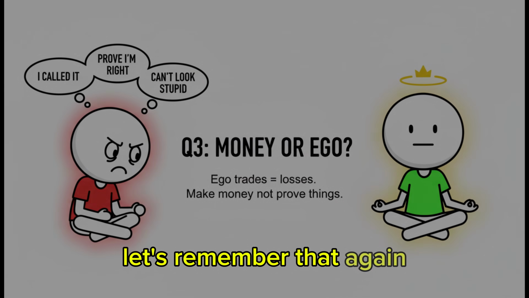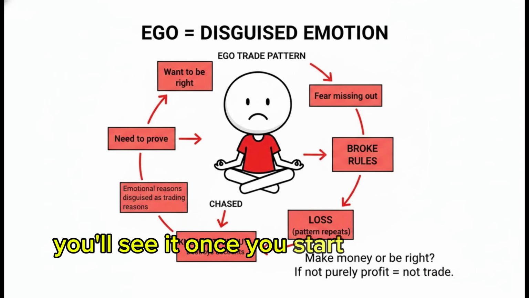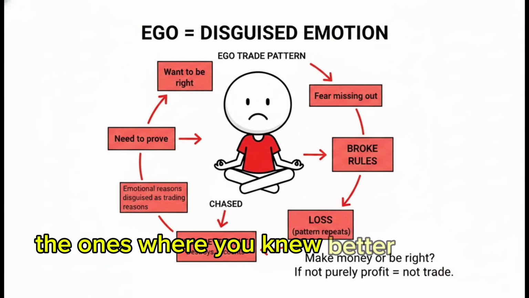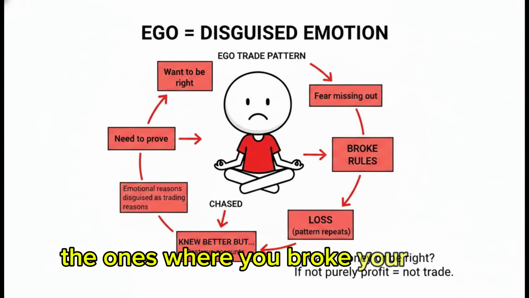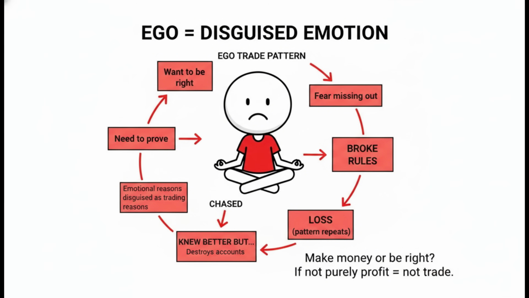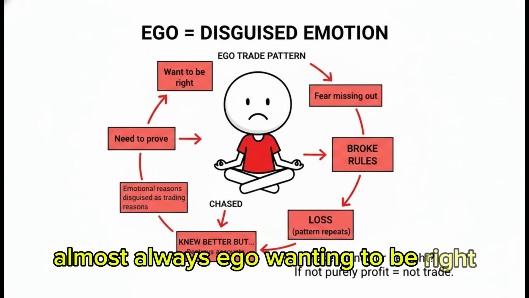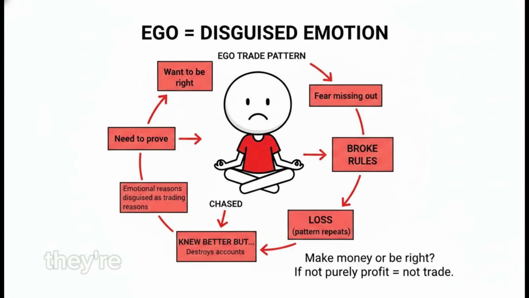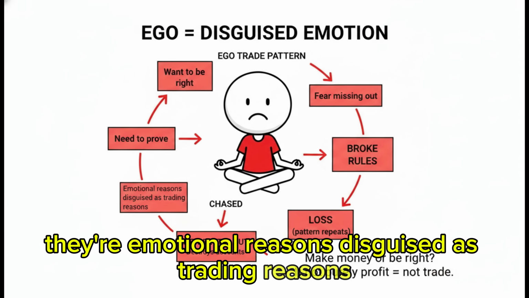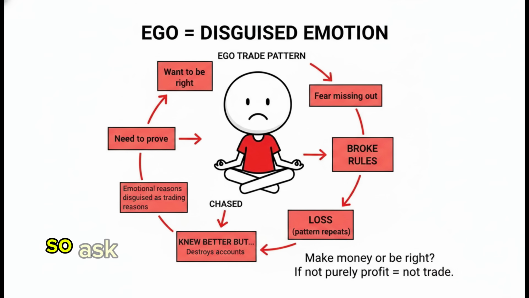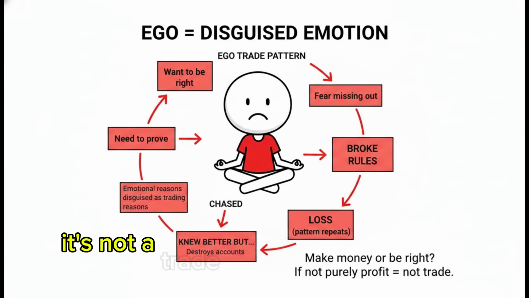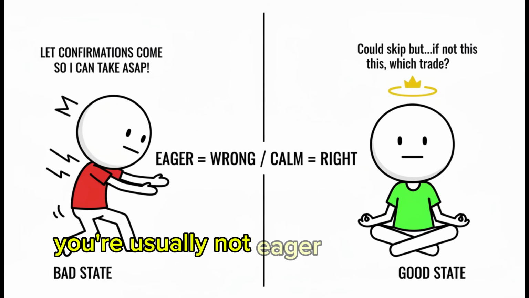Let's remember that again. Here's the pattern. You'll see it once you start asking this question. Most of your worst trades are ego trades. The ones where you knew better but took it anyway. The ones where you broke your rules. The ones where you chased. Almost always ego. Wanting to be right, wanting to prove something, wanting to not miss out. None of those are trading reasons. They're emotional reasons disguised as trading reasons. And they destroy accounts. So ask the question: make money or be right? If it's not purely about profit, it's not a trade, it's an ego protection mechanism. And those always lose.